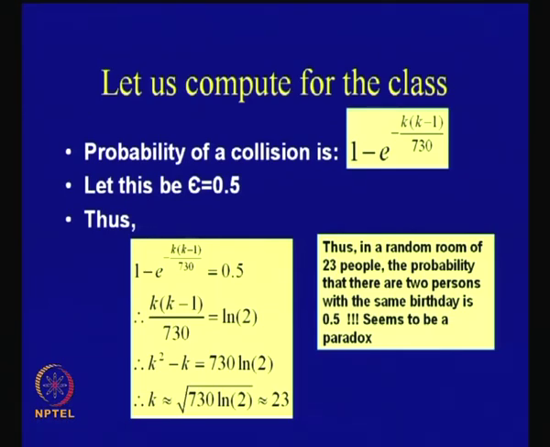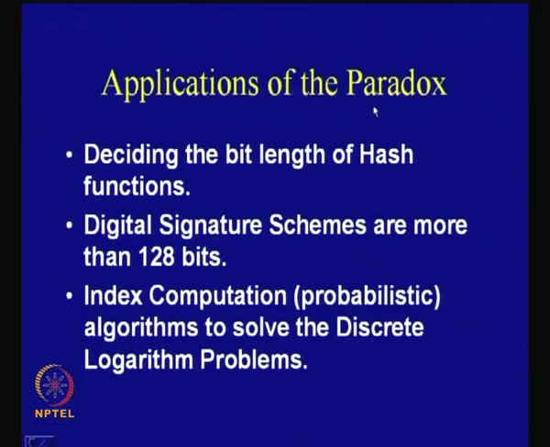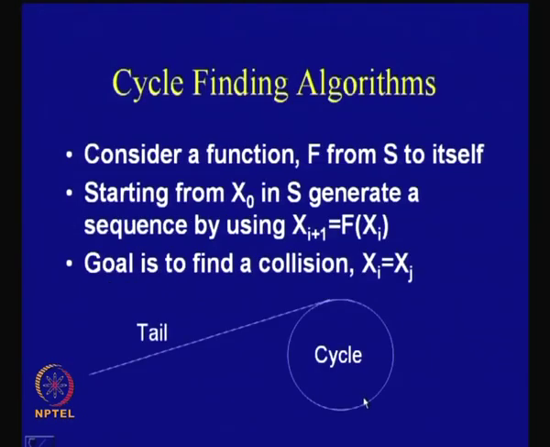This particular paradox, or this particular analysis, is used again and again to do the analysis of ciphers and develop security proofs and other things. There are a lot of applications, like deciding the bit length of the hash function. Digital signature schemes have to be kept at more than, say, 128 bits. It is used for cryptanalysis like index calculus, which are algorithms to solve the discrete logarithm problem. So we will try to find a very interesting application of the birthday paradox.